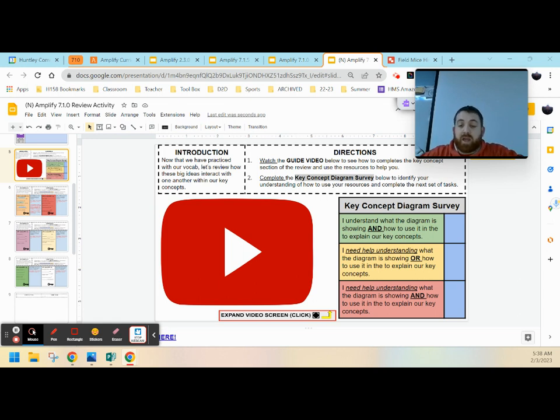Hey everybody, Mr. Regan here, and today we're going to be looking at the key concept diagram that we're going to be using to help explain and connect our key concepts to some real world examples. And as we dive into that, we'll also be looking to drag and drop our key concepts and creating the ones that we use to explain, in this case, the natural world and how populations work. So today we're going to be looking at how to understand the diagram and what it's showing and how to use it to explain our key concepts.